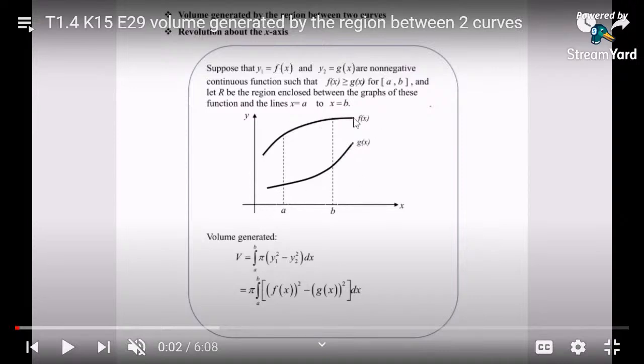So kalau sekarang kita nak buat formula untuk volume, maksudnya kita nak cari kawasan ni dan dia akan rotate. Okay, dia akan rotate atau revolution about the x-axis. So you tengok tajuk, volume generated by the region between the two curves and then revolution about the x-axis. So kalau revolution about the x-axis, apa yang kita akan dapat adalah satu bentuk lah. So sekarang kita bincang tentang macam mana nak buat formula dia.